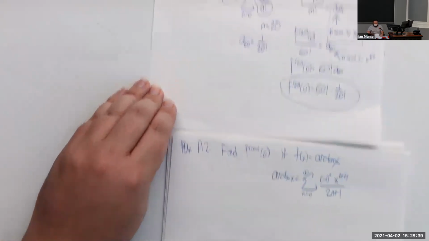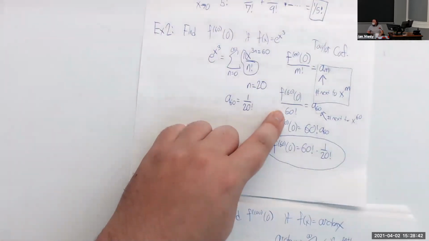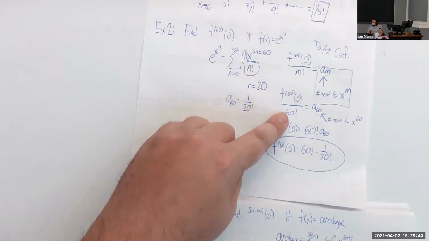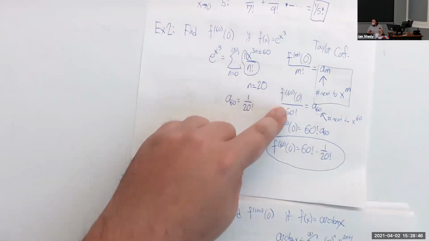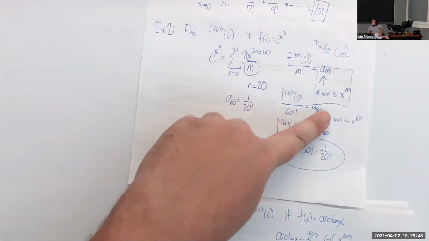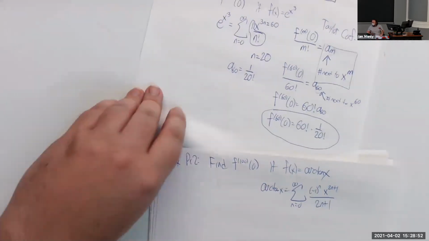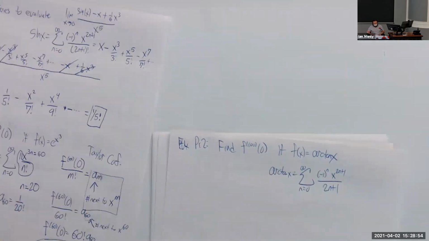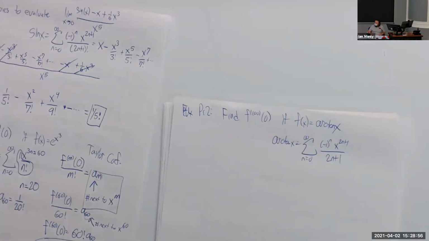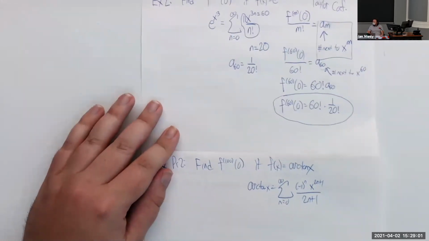Where'd the 60 factorial come from? Yeah, it came from this m factorial here. So we have our derivative divided by 60 factorial, and we just bring that up here. Now think carefully about this one. This one's a little bit different from the example I did, but it's the same principle.